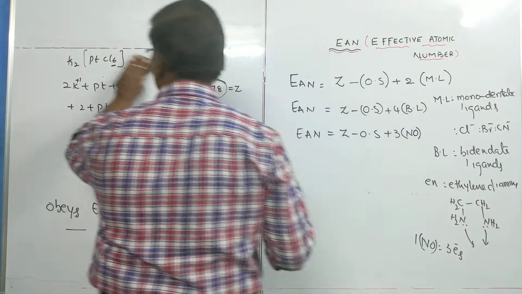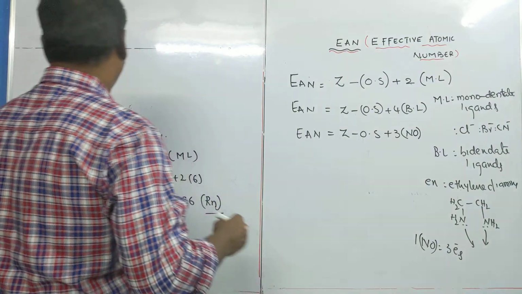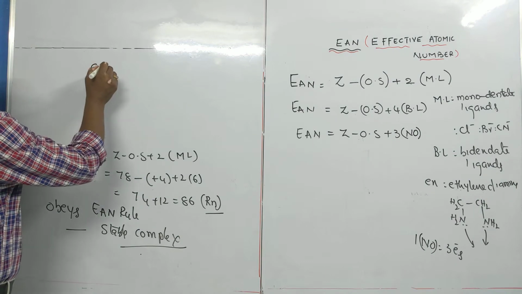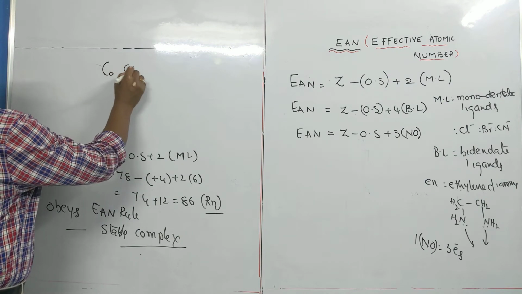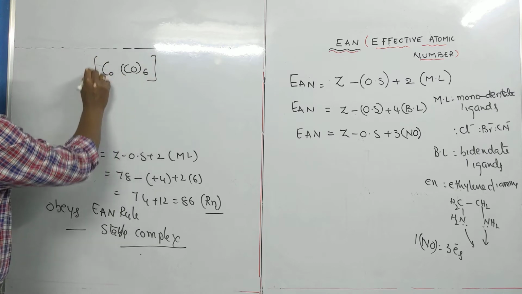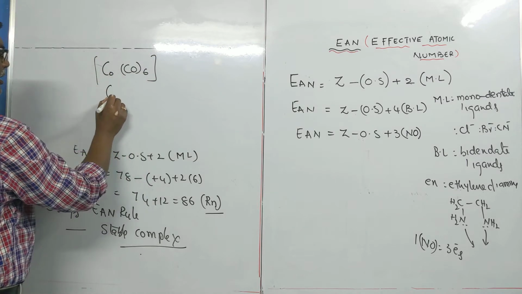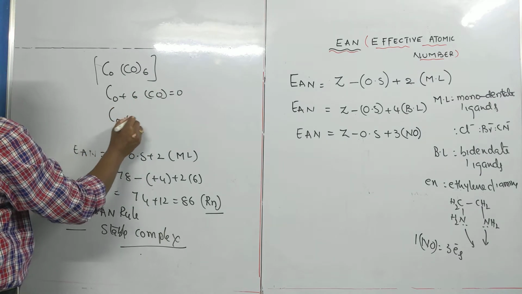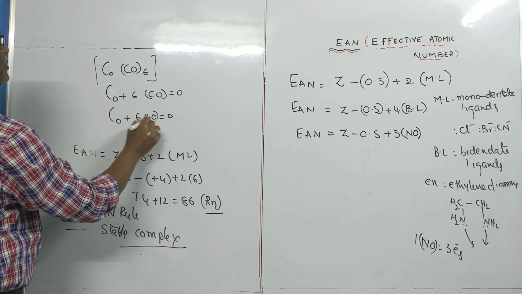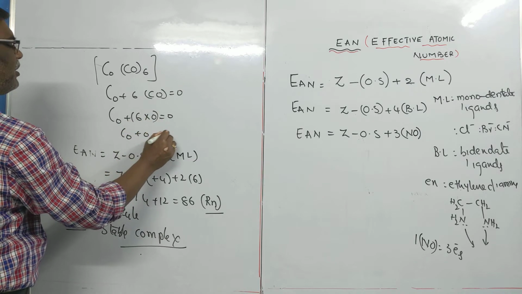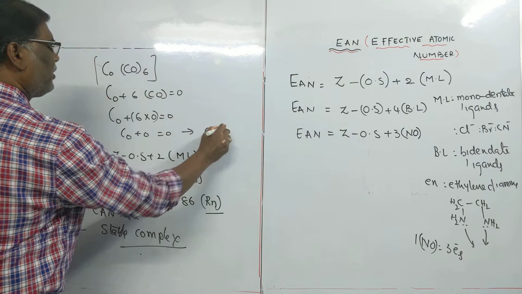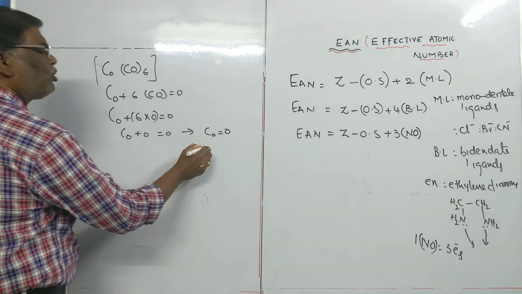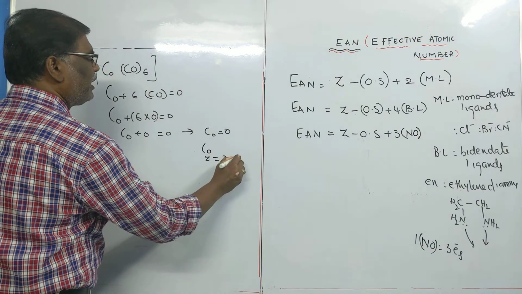That is Co, cobalt, CO taken 6. Now in this one, what is the oxidation state? Cobalt plus 6 carbon monoxide equal to 0. Cobalt oxidation state plus 6 into 0 equal to 0. That's why for cobalt I am getting oxidation state 0. Now cobalt atomic number is 27.